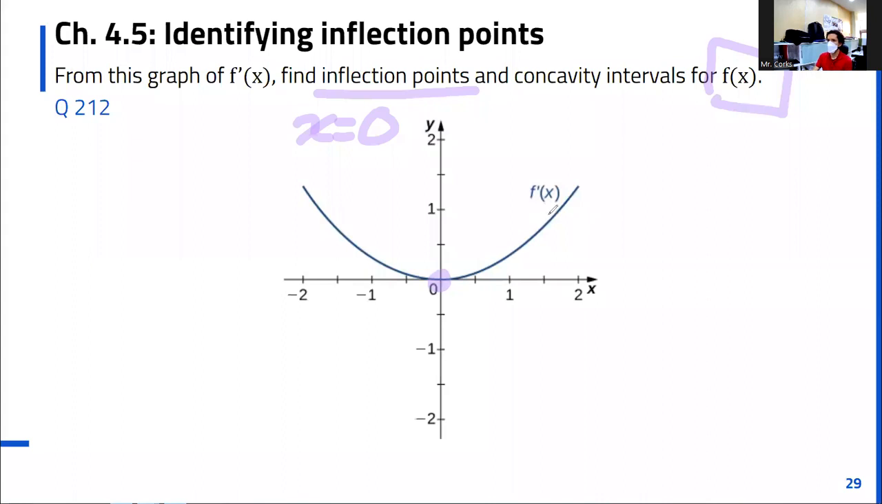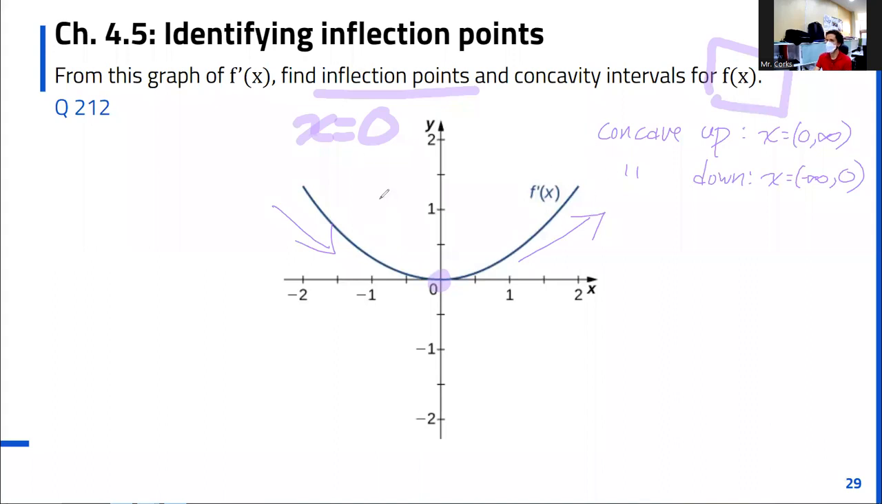Then what else do we have? So if our first derivative is increasing, then we have a concave up pattern. If our first derivative is increasing, then the original function is concave up. So we must be concave up from x equals 0 to positive infinity, and concave down from x equals negative infinity to 0 on the other side, because our first derivative is negative. And the first derivative is negative, that means we are concave down.